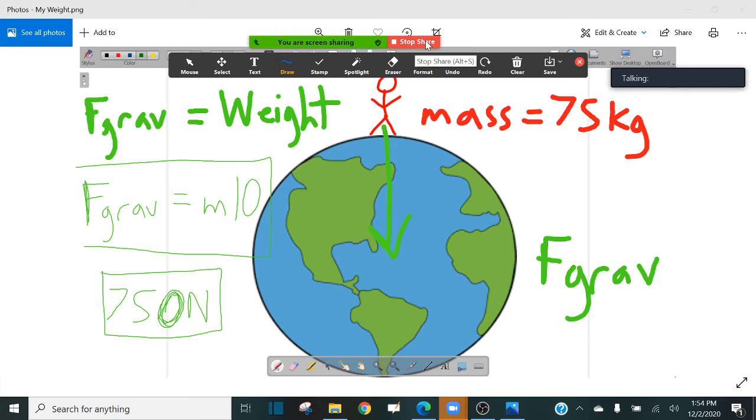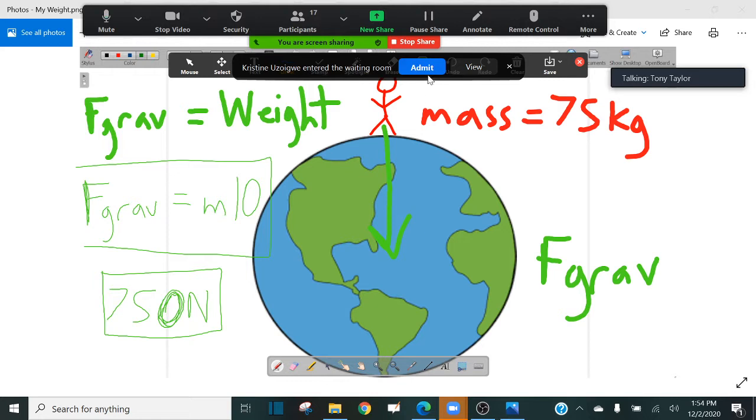Okay. So remember that, guys. Anytime you want to know an object's weight, that's just equivalent to the force of gravity acting on the object. Okay. Because that's what the scale measures. Anytime you step on a scale, the scale indirectly measures the force of gravity acting on you.